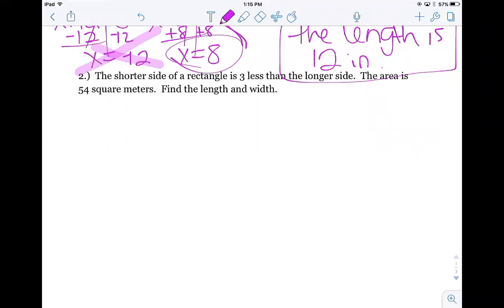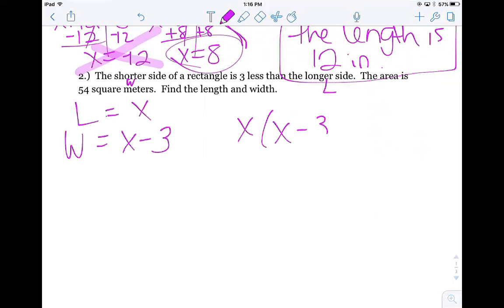Excuse me. So again, same idea. We have length and width. Remember, the shorter side is your width and the longer side is your length. So the shorter side is 3 less than the longer side. So we don't know what the longer side is, so we're going to start there with x. And then the width, the shorter side, is going to be x minus 3. So we're going to put this together. Length times width equals our area, which is 54.